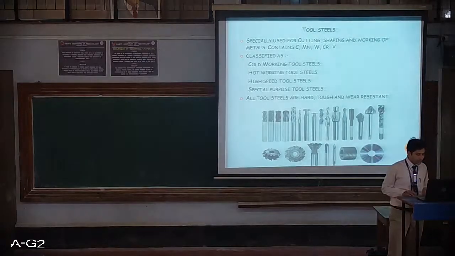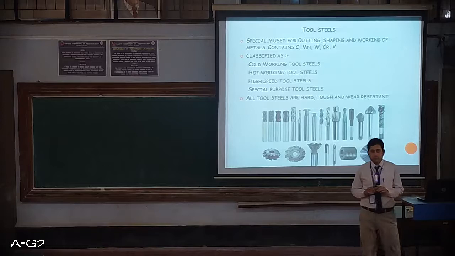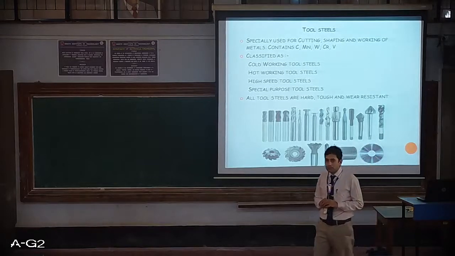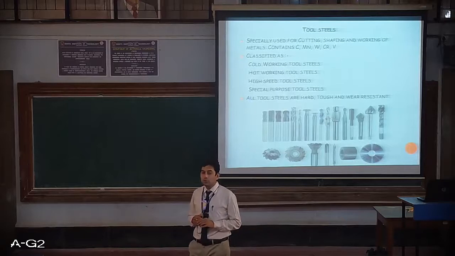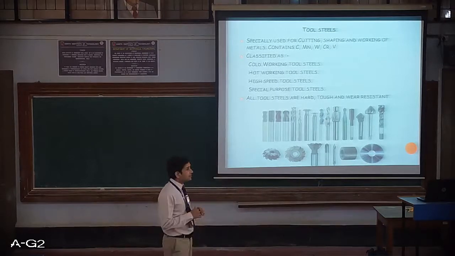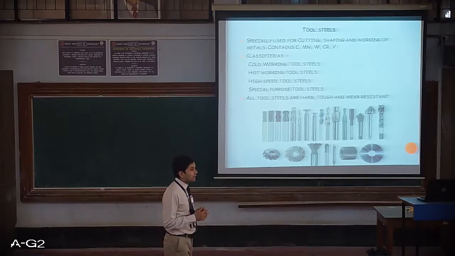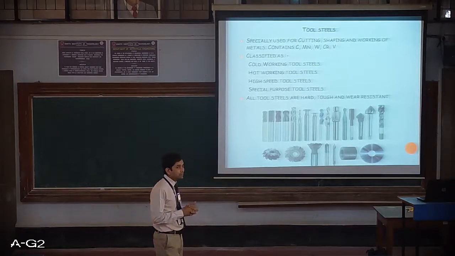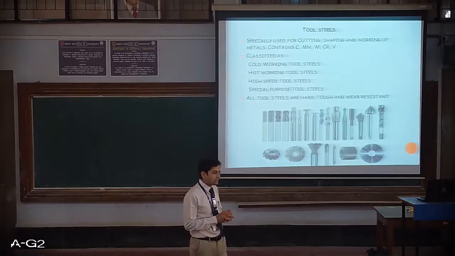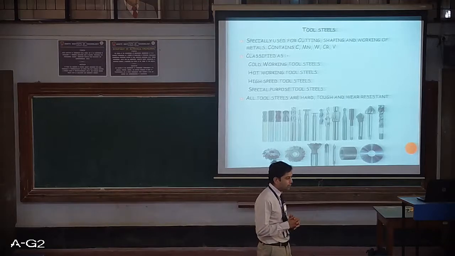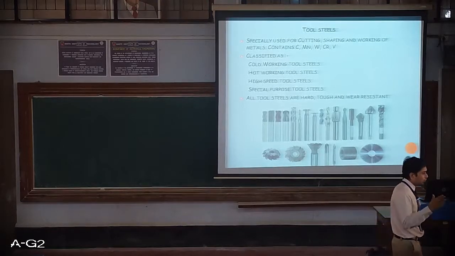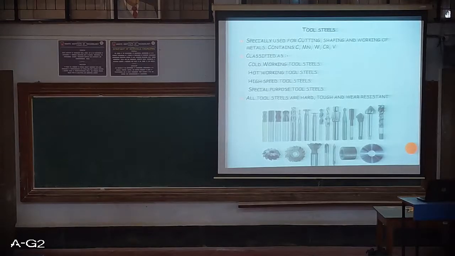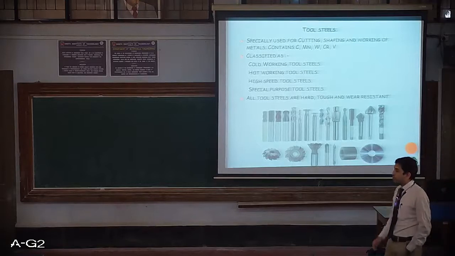Vanadium and these are some of the elements which should be present in it to give it high strength, right? So again, these tool steels can be further classified into 4 types. One is called the cold working tool steel, hot working tool steel, then high speed steel, and one more called special purpose tool steels.